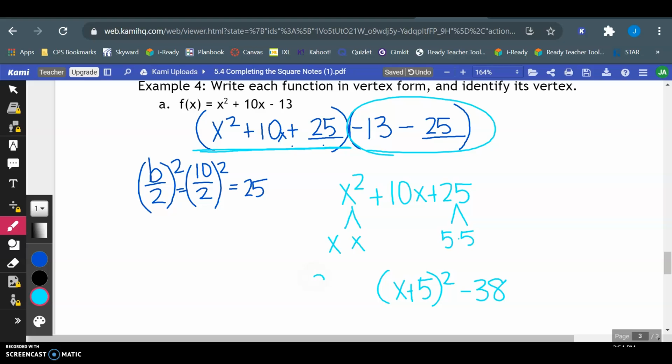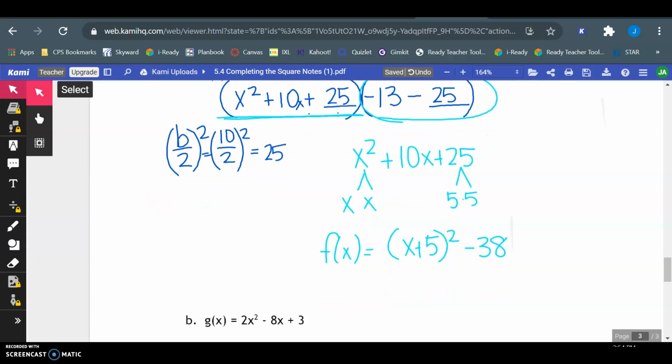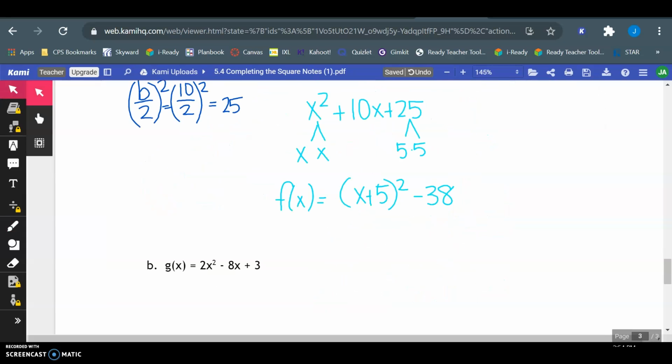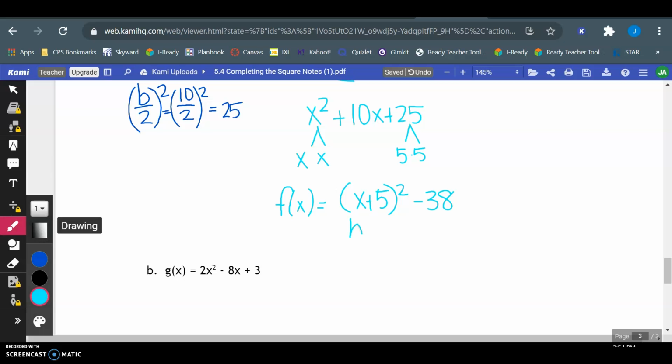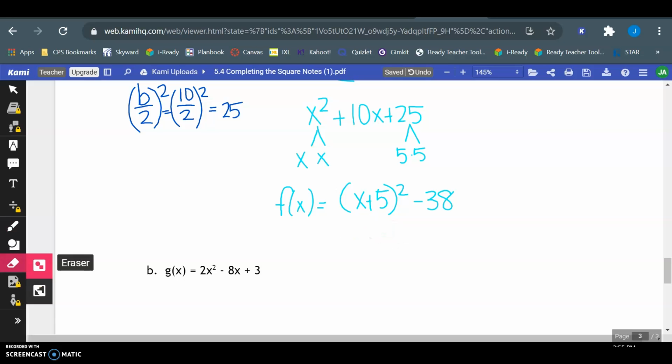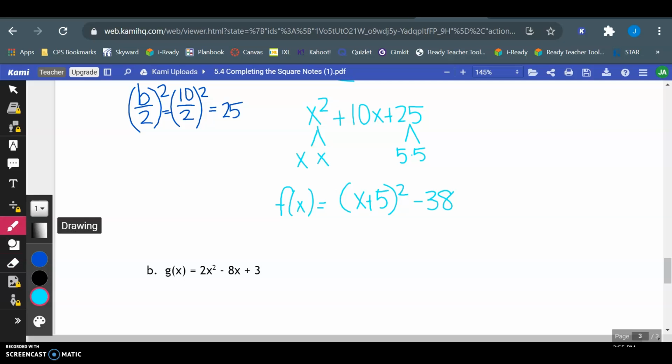And this was called f of x. And now it is in vertex form. And remember, vertex form is f of x equals x minus h squared plus k.